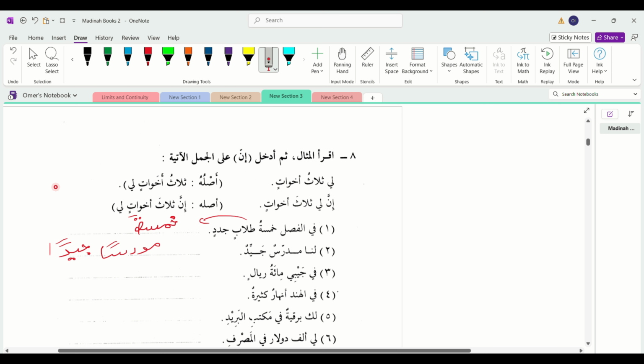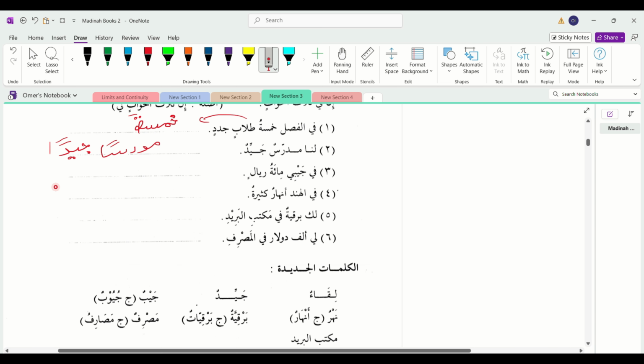So for example في الفصل خمسة طلاب جدد. In the class are 5 new students. And if we add inna, it would become inna في الفصل خمسة طلاب جدد. Indeed, in the class are 5 new students. لنا مدرس جيد. We have a good teacher. So it would become inna لنا مدرسا جيدا. So you have to follow this pattern.